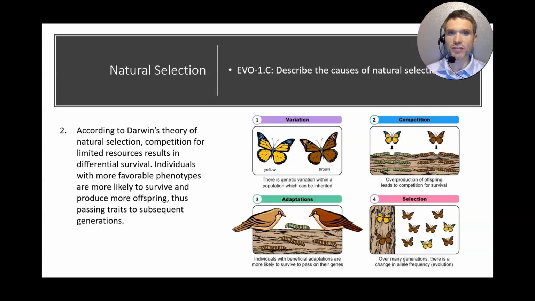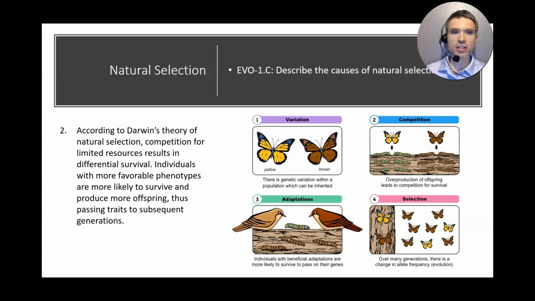The first one is variation. In other words, in the population, there are different characteristics. And as I mentioned before, if you look at the human population, we have lots of differences. Different hair color, different eye color, different heights, different skin color. So these are variations within the population.